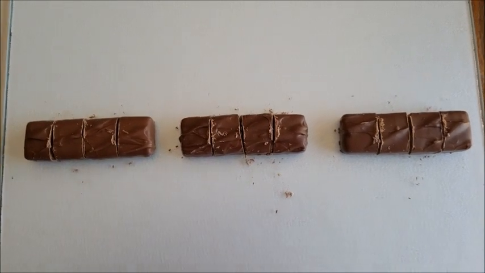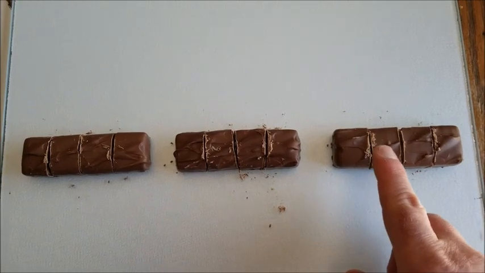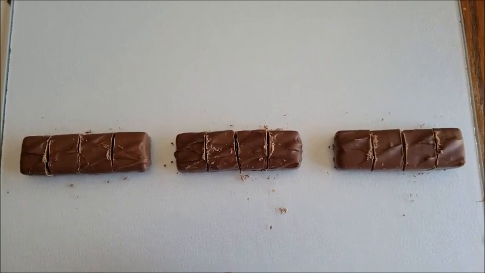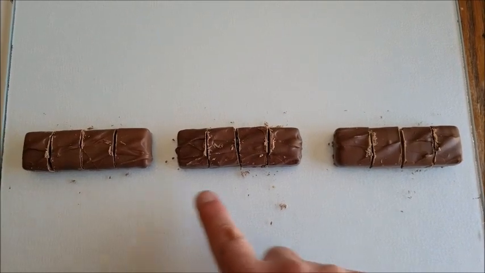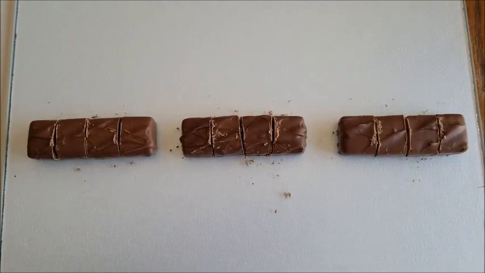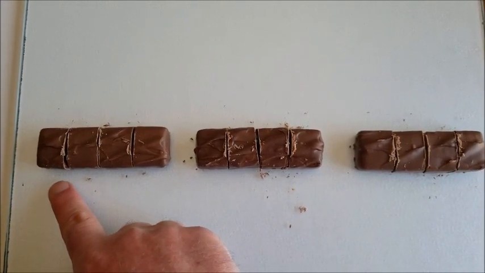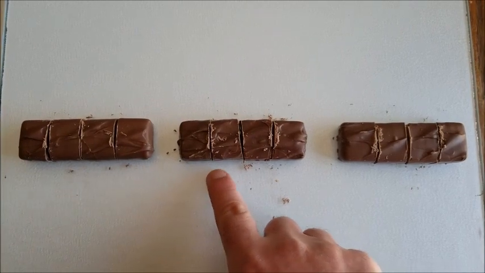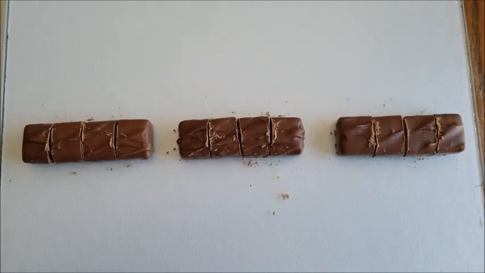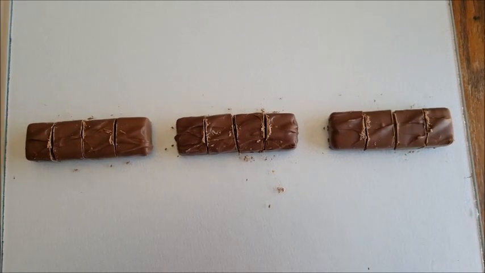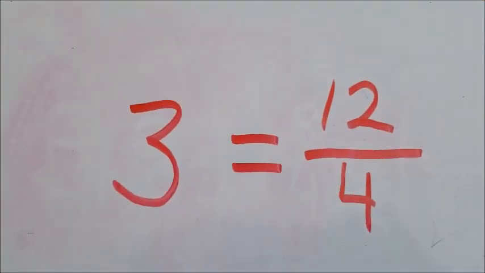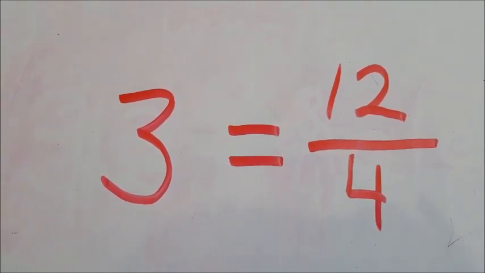Now I cut another candy bar into fourths. 1, 2, 3, 4. So each one of our whole candy bars is cut into fourths. So we have 3 whole candy bars, or if we count the fractional units that we cut the candy bars into, we will come up with 1, 2, 3, 4, 5, 6, 7, 8, 9, 10, 11, 12/4. So 3 full candy bars is equal to 12/4. 3 whole candy bars is equal to 12/4.